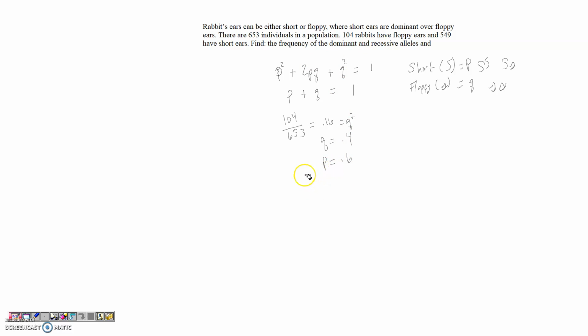Let's go ahead and finish this up. The frequency of homozygous dominant, which would be P squared, would then be 0.6 squared. It's 0.36. Boom. And then 2PQ is 2 times 0.6, which is P, times Q, which is 0.4. And that's going to be 0.48, or 48% of the population. All right, so those are all of the different data you have for those. On to the next one.